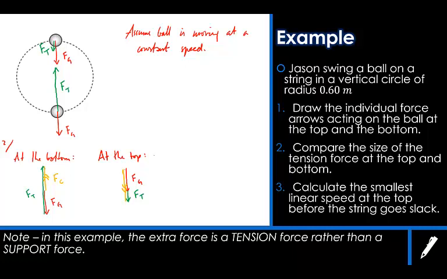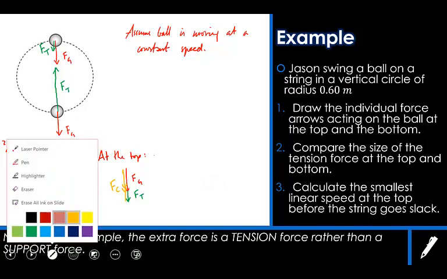So I haven't drawn the scale quite correctly. The orange arrow should be the same size here as it was on the other side. So in order to produce the same centripetal force at the top, a much smaller tension force is needed, because at the top the weight force is actually contributing to the centripetal force pulling the ball towards the center of the circle. Okay, the third one requires a little bit of a calculation.